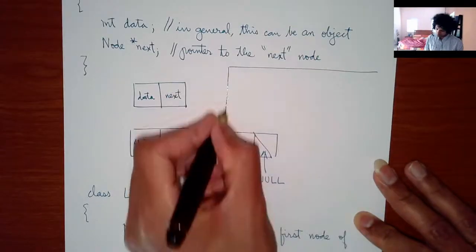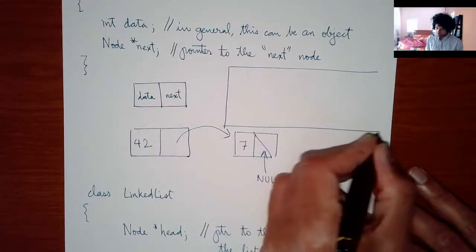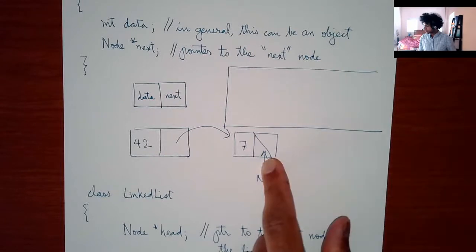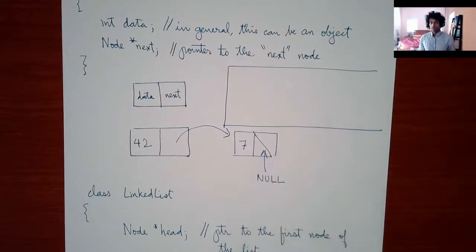Yes? Shouldn't the ending node not be null? Shouldn't it just point to null? The ending? Yeah, shouldn't it be a pointer pointing to null? No, it is assigned to null. It is equal to null.